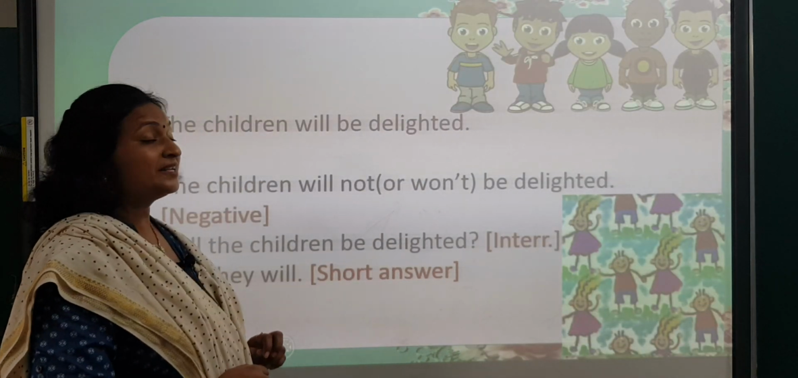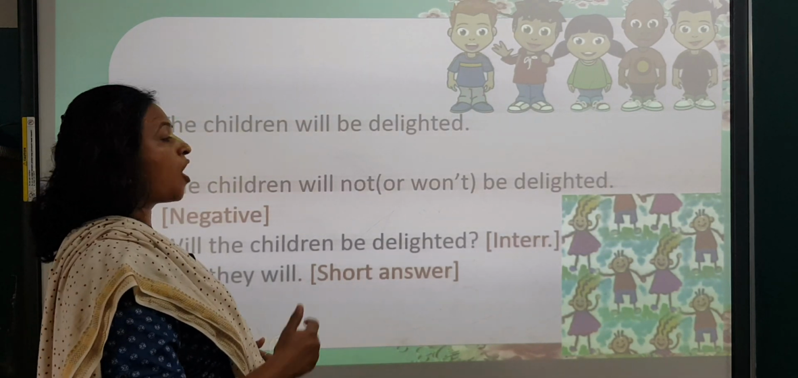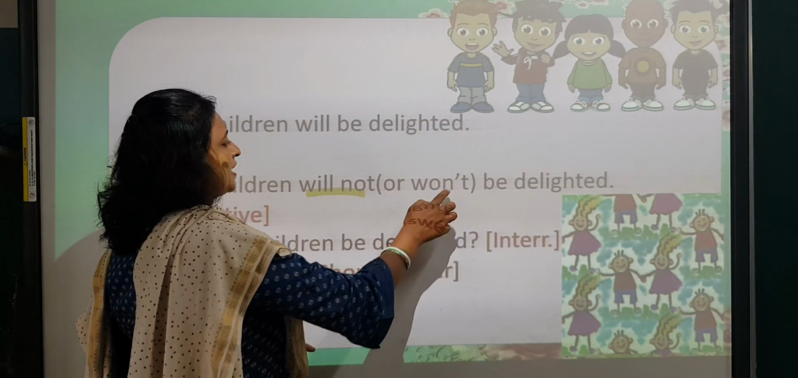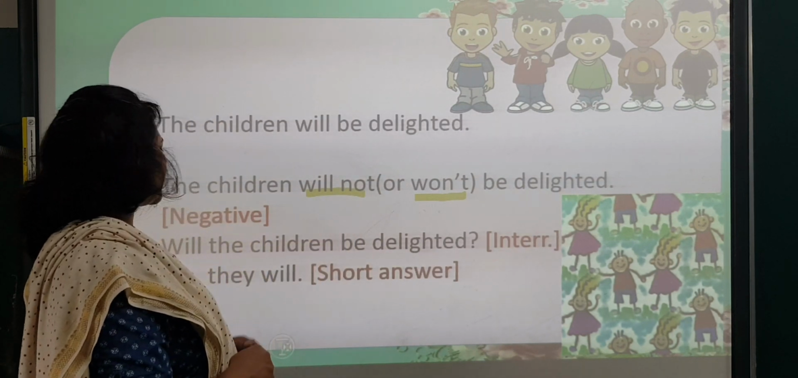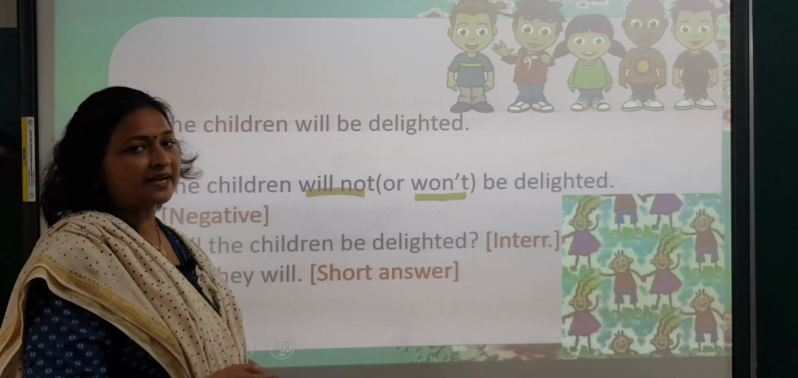The children will be delighted. The children will not be delighted, or won't. Okay, will not can be written as won't. It's a negative sentence. Will the children be delighted? It's a question mark. Yes, they will. That is the short answer.